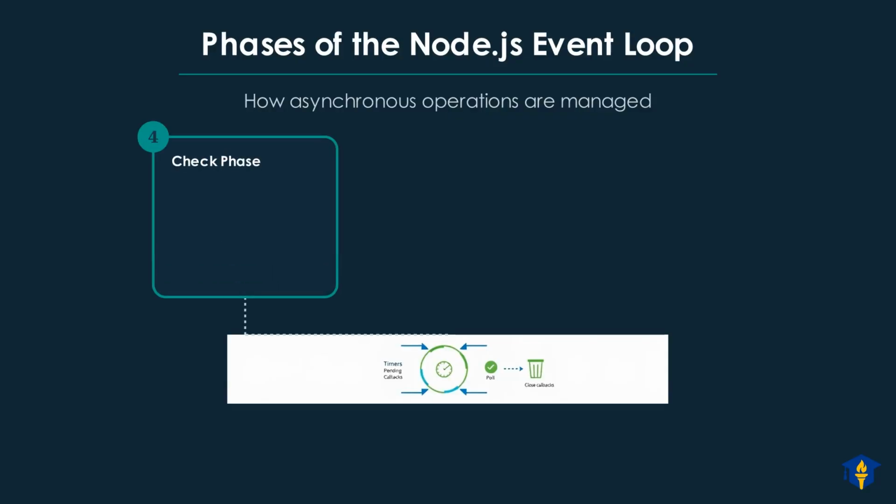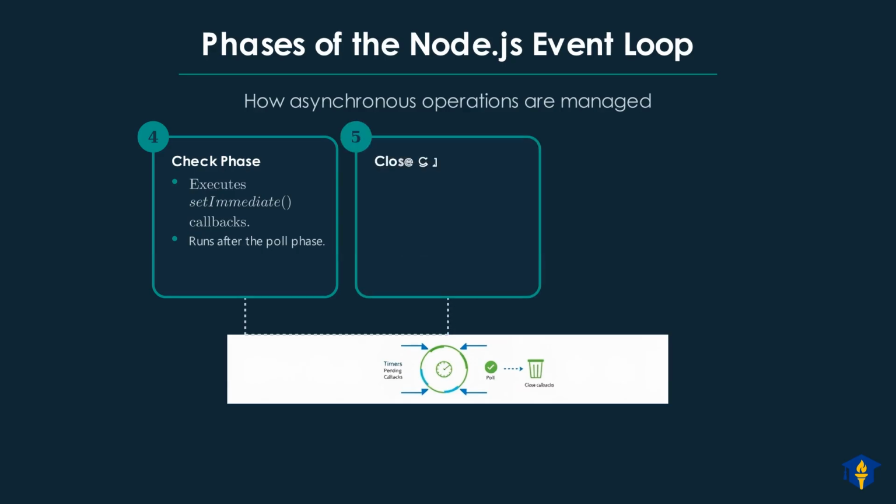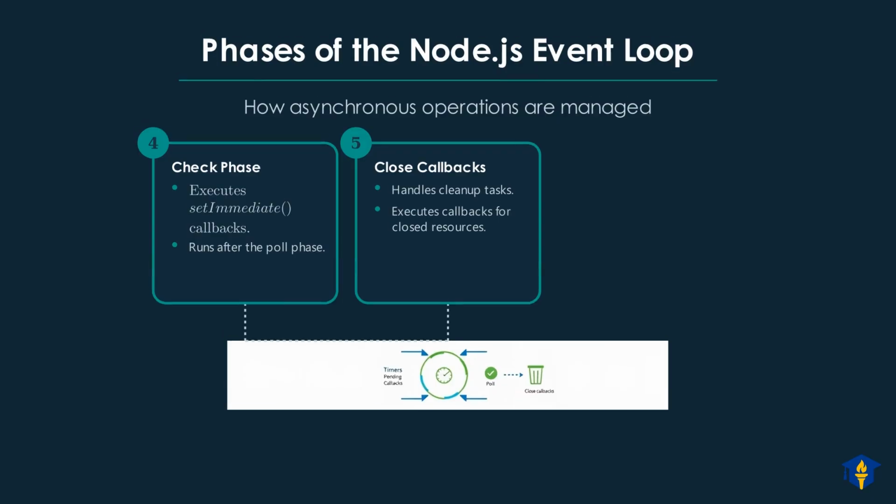After the poll phase, we enter the check phase, which has a specific responsibility. This phase is dedicated to executing all setImmediate callbacks, running them after the polling. It consistently runs immediately after the poll phase, ensuring a specific order of execution. Finally, we arrive at the close callbacks phase, which handles the final stages of resource management. This phase is responsible for executing various cleanup tasks for any resources that are being closed. Here, callbacks associated with closed resources like file descriptors or database connections are processed.